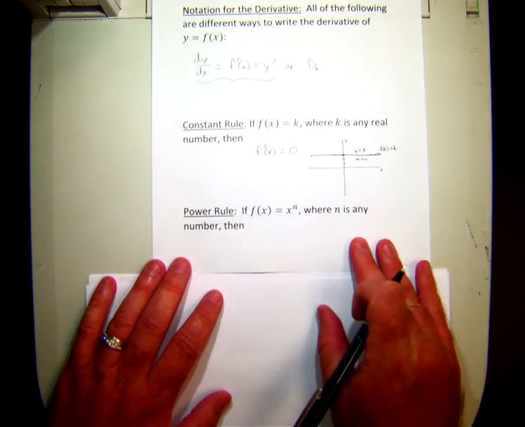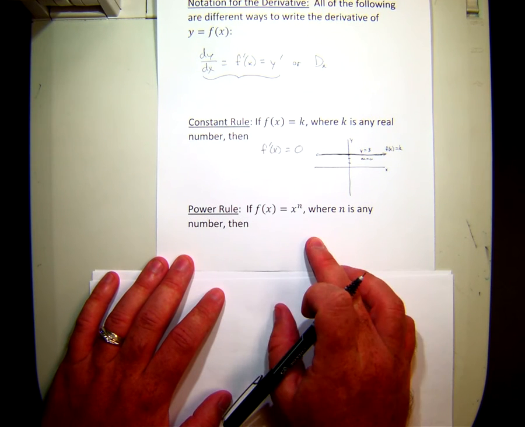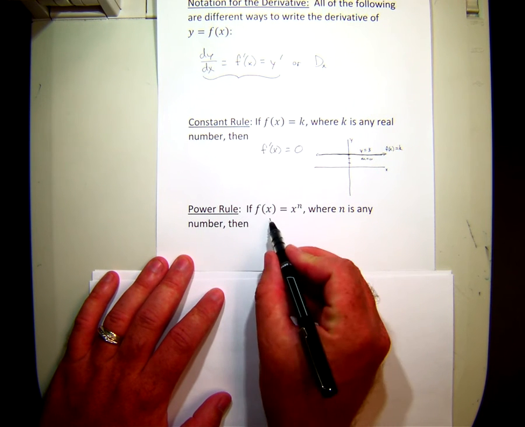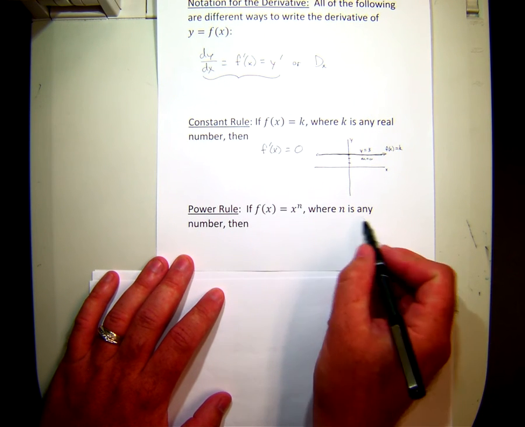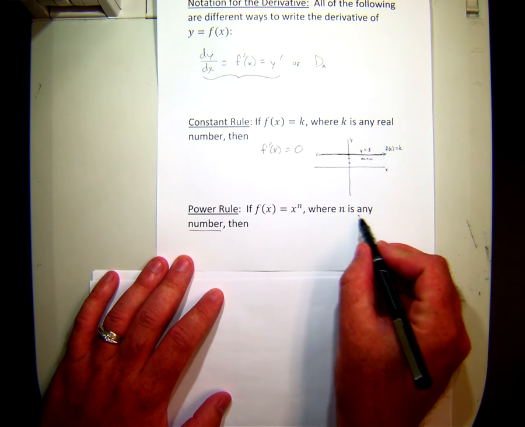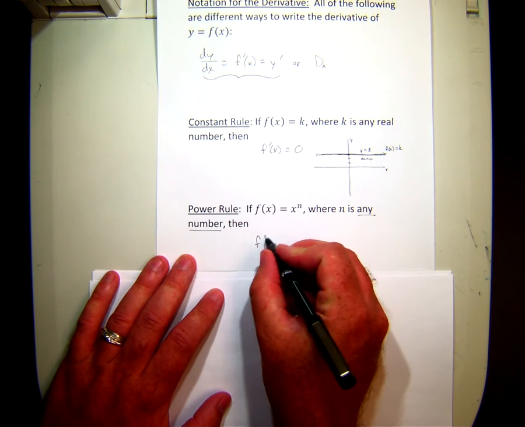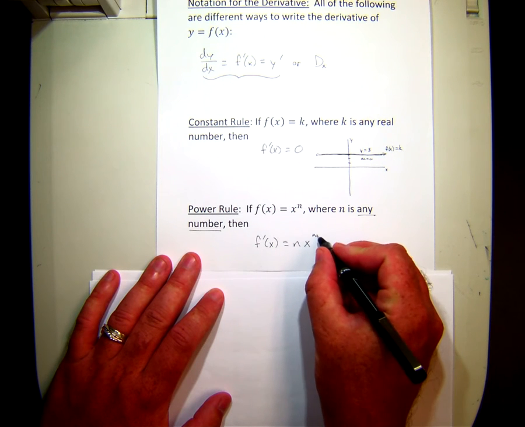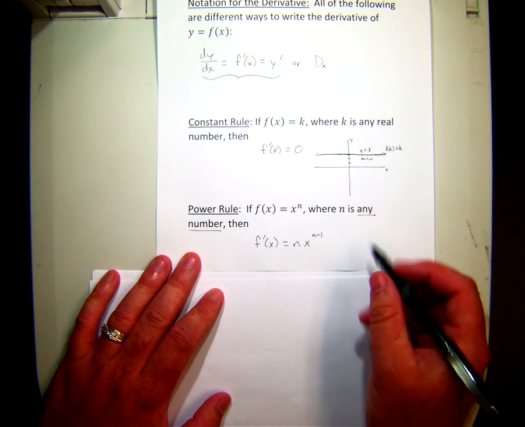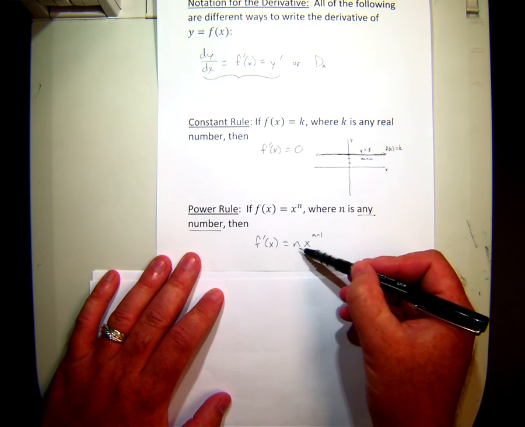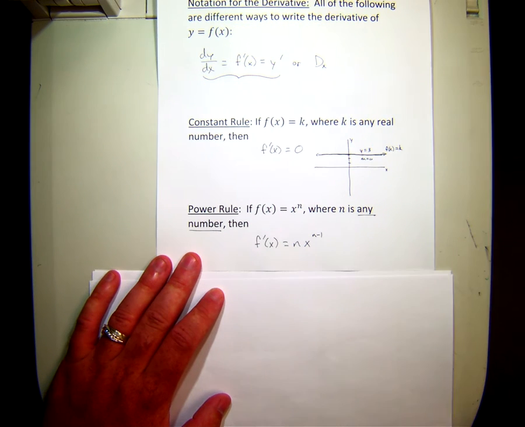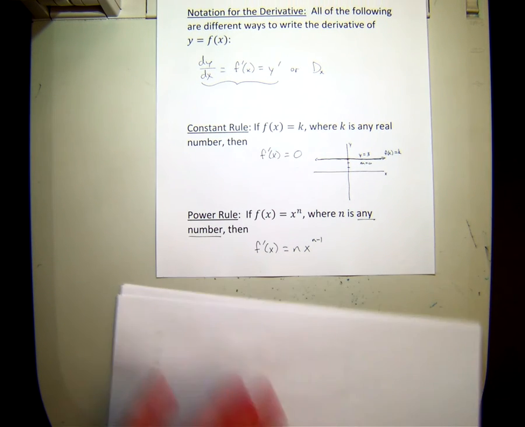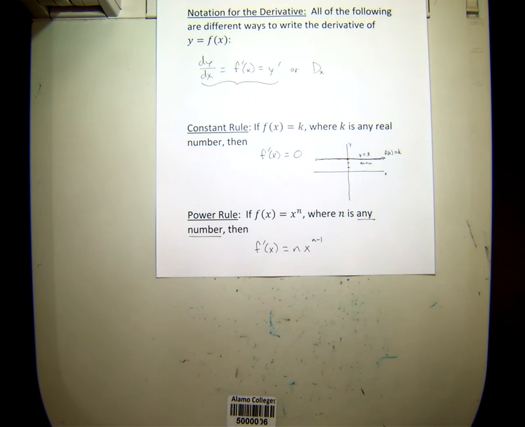The power rule. This is probably the most important rule that we have for a long time. If f of x equals x to the n power, where n is any number, then f prime of x is equal to n times x to the n minus 1. You take the exponent and pull it down in front, and then you subtract 1 from the exponent.